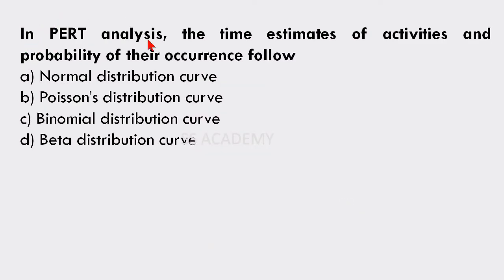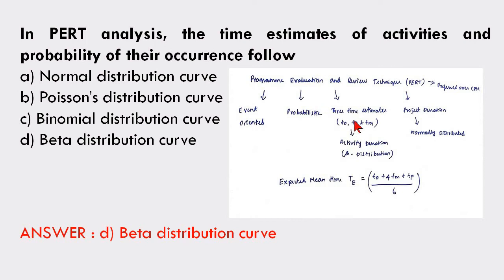Next question is, in PERT analysis, the time estimates of activities and the probability of their occurrence follow normal distribution curve, Poisson distribution curve, binomial distribution curve, beta distribution curve. The answer is beta distribution curve. In PERT analysis, the time estimates of activity, that is optimistic, pessimistic, and most likely time, and the probability of their occurrence follow beta distribution curve.